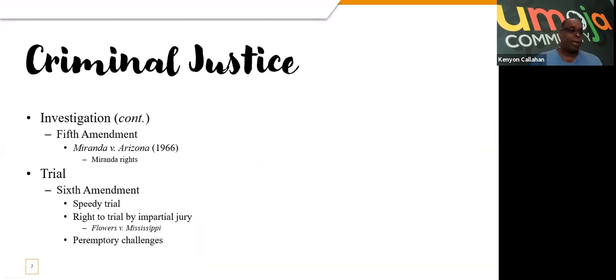Cool. When we talk about investigations, Fifth Amendment, you have Miranda rights. I'm going to just go ahead and read this. It was a case out of Phoenix, Arizona, where the suspect, Ernesto Miranda, a 22-year-old illiterate homeless person, had kidnapped and raped an 18-year-old woman. While in police custody without an attorney, Miranda confessed to the crime. And prosecutors used the confession to convict him of rape and kidnapping.